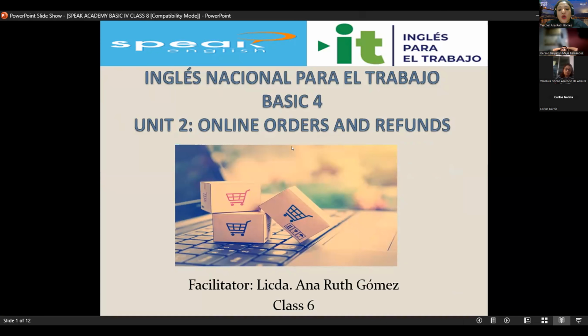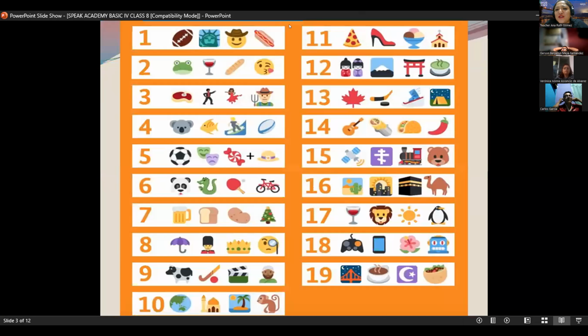Now, what we're going to do today, just to begin our class, is I have a question. Do you like emojis? Yeah, I like them. Okay, in the chat, I need three of your favorite emojis. I will show you my favorite emojis. This is one. This is another. And this is another emoji that I like. So these are some of my favorite emojis. What about you? Do you have favorite emojis?